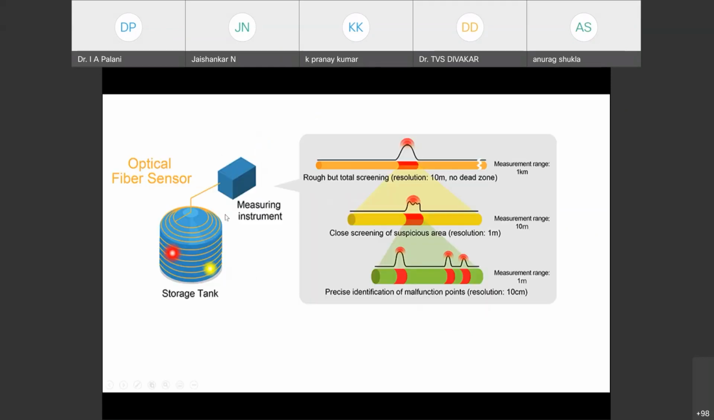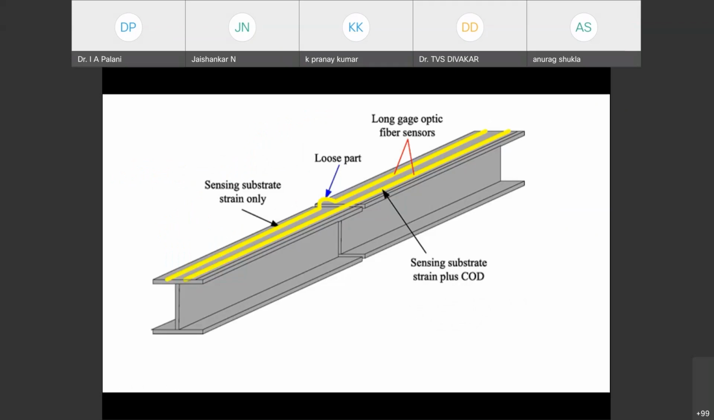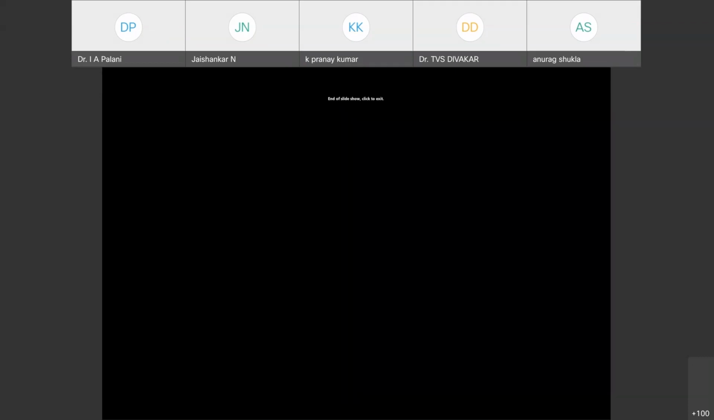So this is one good example where your optical sensor is used for continuous monitoring of a level as well as the temperature of a storage tank. These are some of the examples. This is one arrangement where optical fiber is used for sensing the strain in a railway track. Beneath the railway track, you can keep these optical fibers well mounted so that you can see the strain as well as continuously monitor the vibration using this optical fiber system.